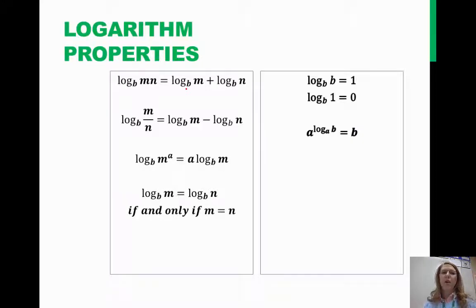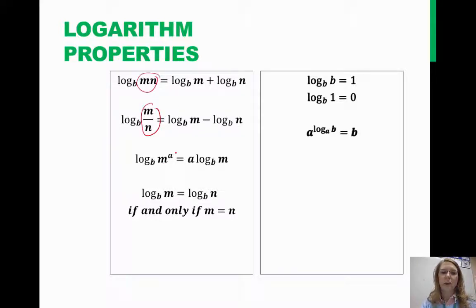Here are some logarithm properties. We're going to be talking about expanding and contracting logarithms, and one of the ways we're going to do it is by using these properties. You need to know that log base b of m times n is the same thing as log m plus log n. Log base b of m over n is the same thing as log base b of m minus log base b of n. So notice that this is plus, this one's minus.